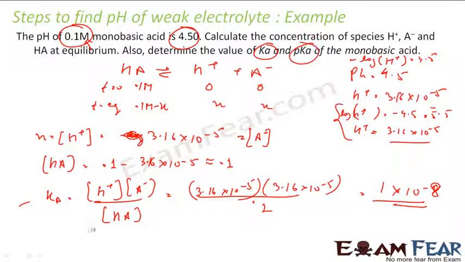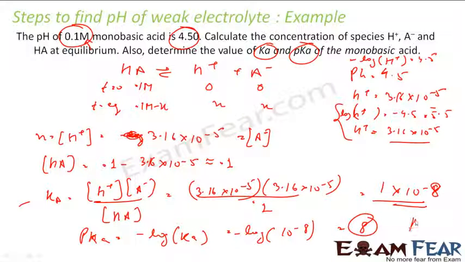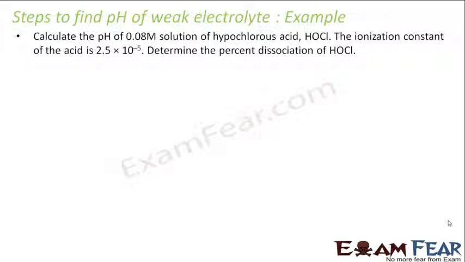I define pK also. pK is what? pK is nothing but minus log of K. That is what? Minus log of 10 to the power minus 8. If you solve this, you get 8. So pKa is 8. We'll take one more example.